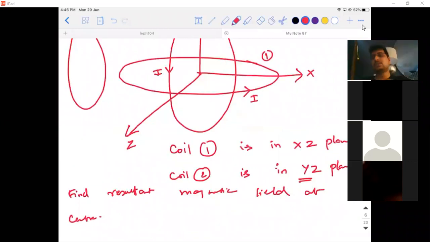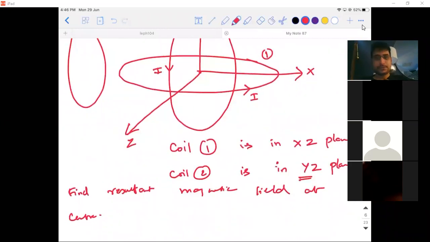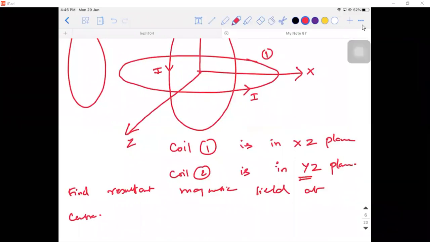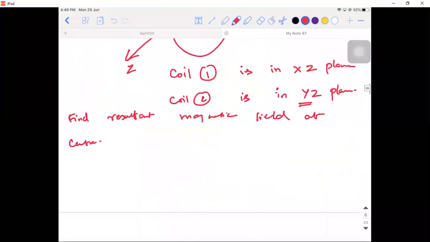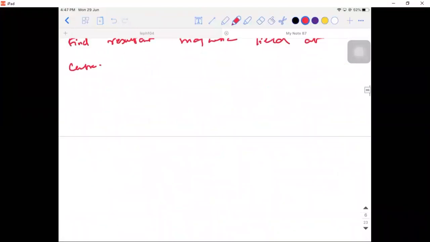This is also a very important question. So what is going to be the resultant magnetic field at the center? Actually, the question is very simple. The solution is only 3 to 4 steps. Observe. What is the value of the magnetic field due to the first coil?